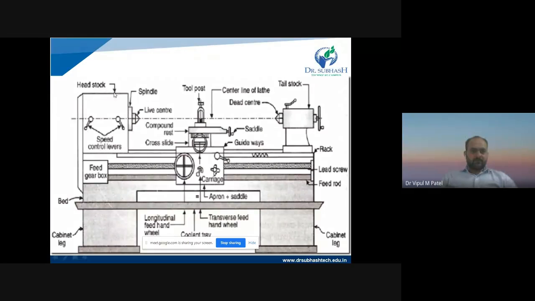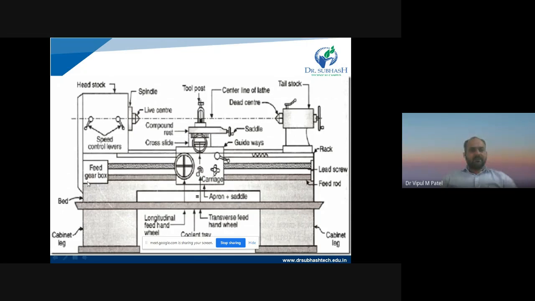Yes, very good. So this assembly is known as a headstock. All these important parts like the spindle, live centers, and speed control levers are included in this headstock assembly, right? Both of these are the speed control levers for what? Rotation. Understand? All the levers for the speed controls are given over here.